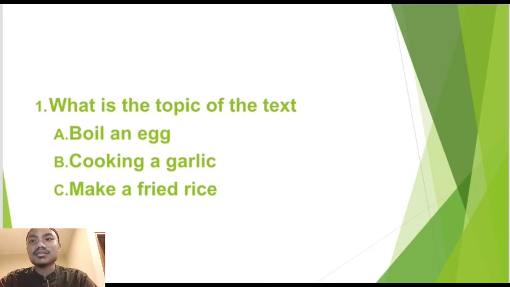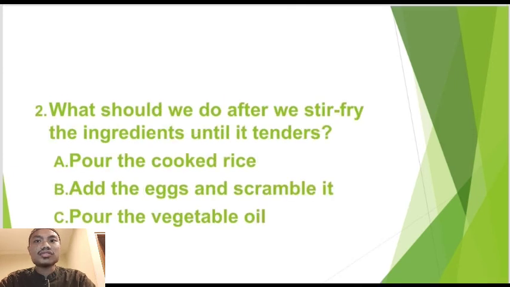Okay, good, good. So let's go to the next question. I need Sam to answer this for me. What should we do after we stir fry the ingredients until they are tender? You already read the steps and you must know what to do after we stir fry the ingredients. Sam, can you answer it for me? The answer is B. Okay, and the correct answer is B, of course. Add the eggs and scramble them. You can see it in the previous slide like this: stir fry the ingredients until they're tender, and add the eggs and scramble them until half cooked.